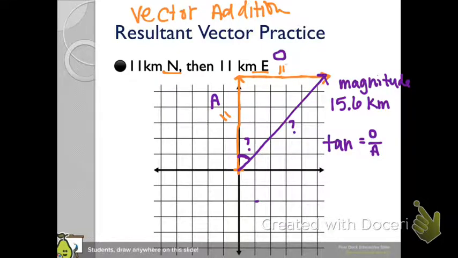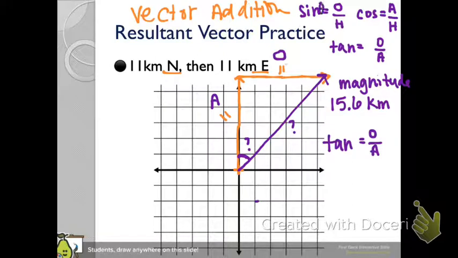No. Okay, why don't you write them down if you don't remember them. Sine is equal to opposite over hypotenuse. Cosine is equal to adjacent over hypotenuse. And tangent is equal to opposite over adjacent. Okay, and really you should think about this as sine of some angle theta, cosine of some angle theta, tangent of some angle theta.